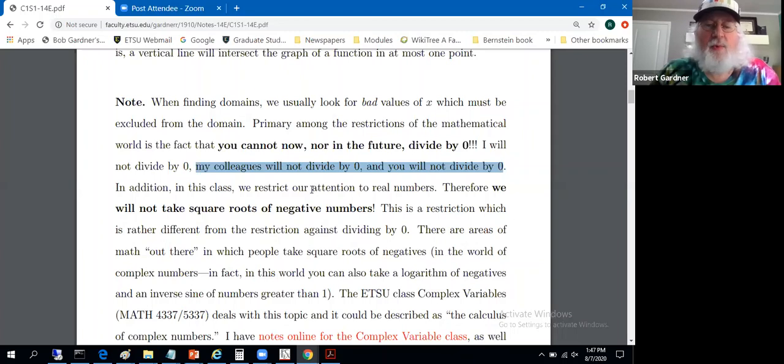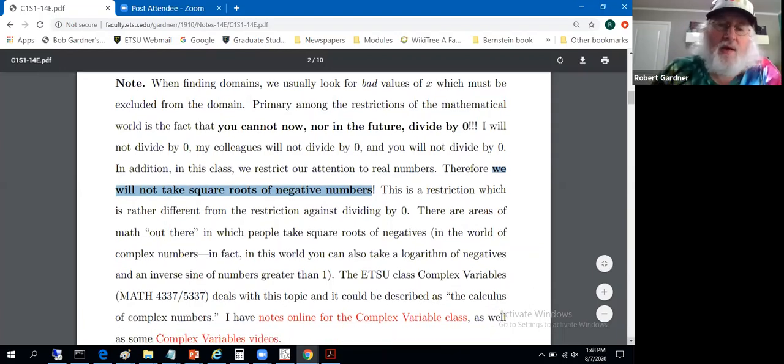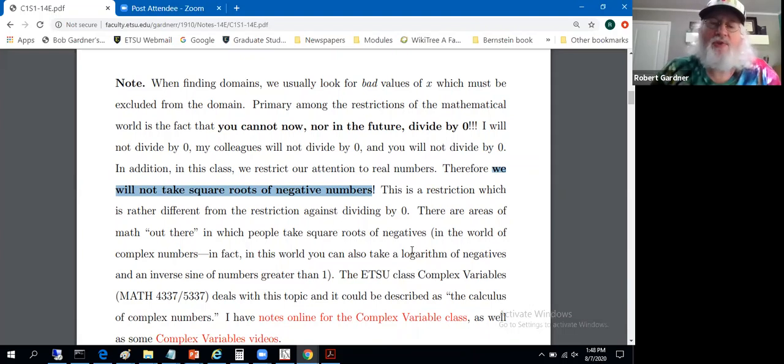Also, we're restricting our attention to real numbers. So we will not take square roots of negatives. This is a little subtly different from the division by 0 thing. There are people out there taking square roots of negatives, and they're using complex numbers, imaginary numbers, if you like. We won't take square roots of negatives in Calculus 1 because I won't let you. We've got enough on our plate to not have to worry about complex numbers.